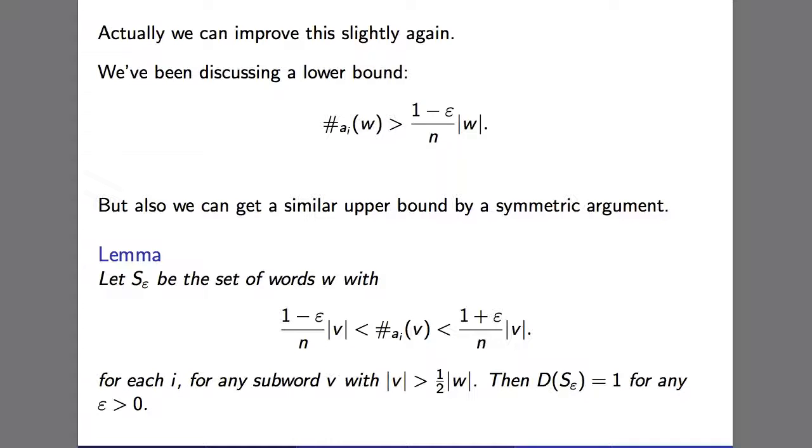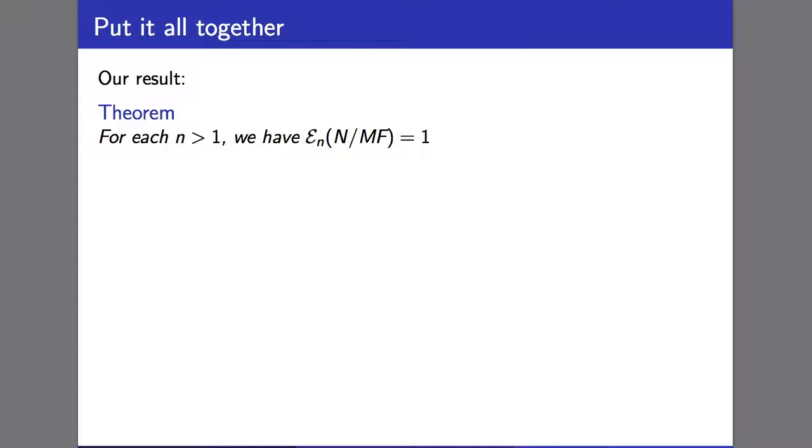The number of AIs in the V you expect to be bigger than this one and less than this one. It's in the middle of the distribution, right? This is statistically what I'm saying here. Okay. This set has density 1 for any epsilon. All right, this is the end of the probability stuff. Now we can just put it all together. This is going to be a very long equation, but every step will be very simple.